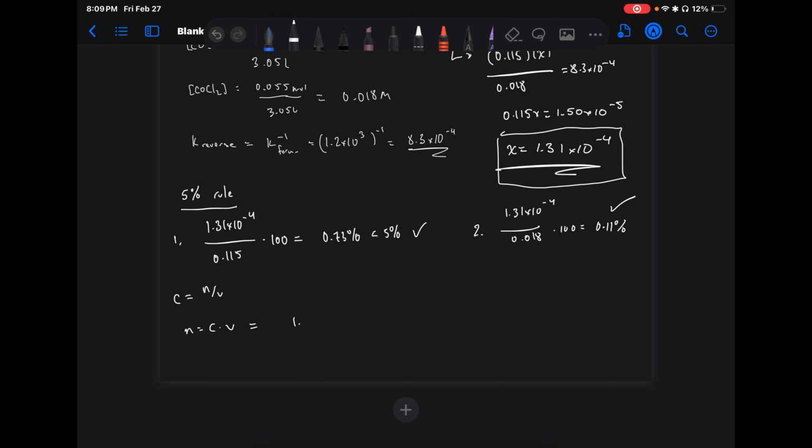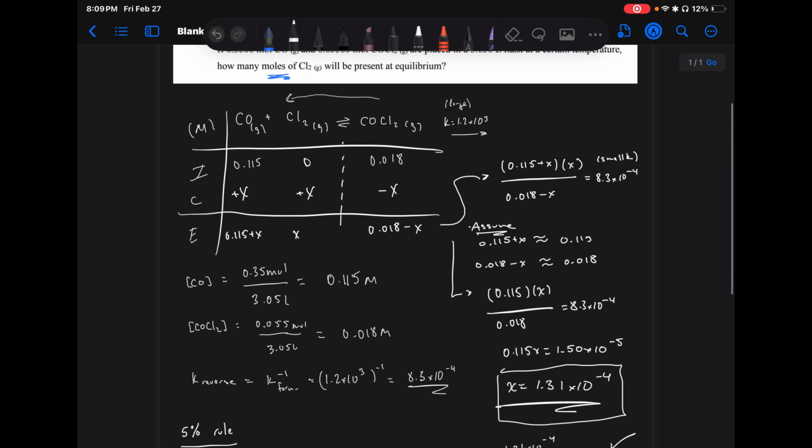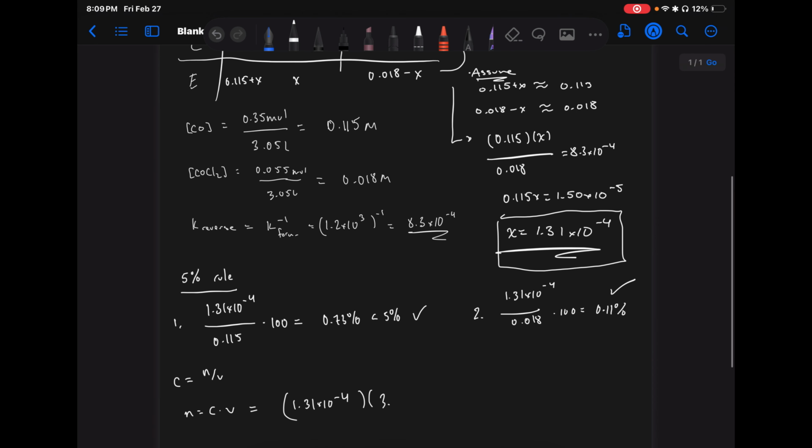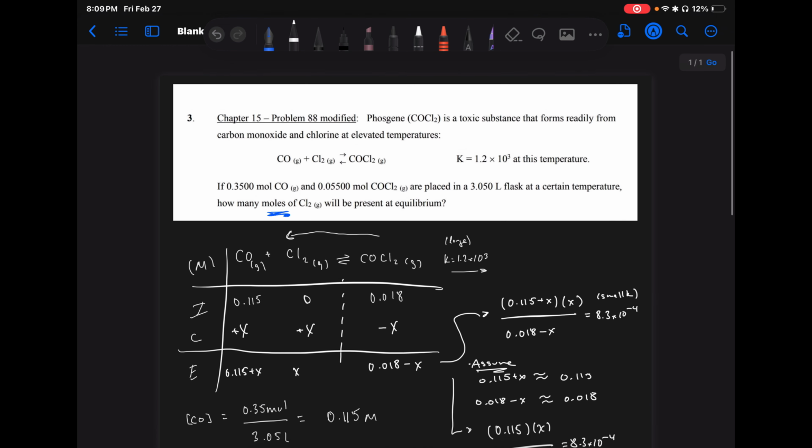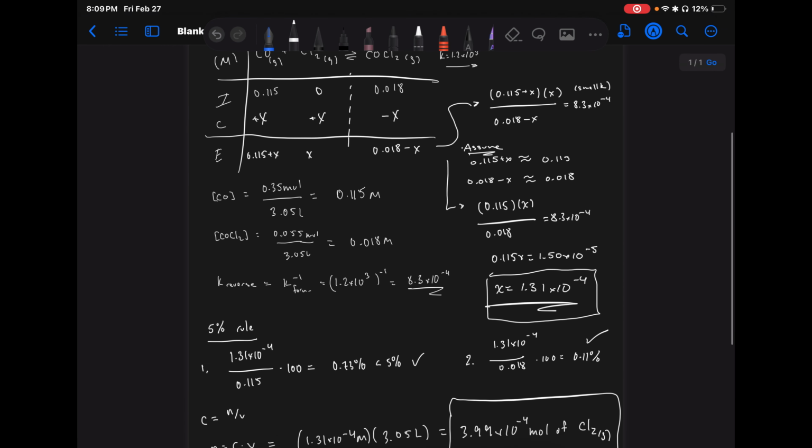So we got the concentration, which is 1.31 times 10 to the negative 4. And then our volume of 3.05. And once we multiply those two, we should get an ending value of 3.99 times 10 to the negative 4 moles of Cl2. And that's our answer. So honestly, this was pretty easy, I can't lie.